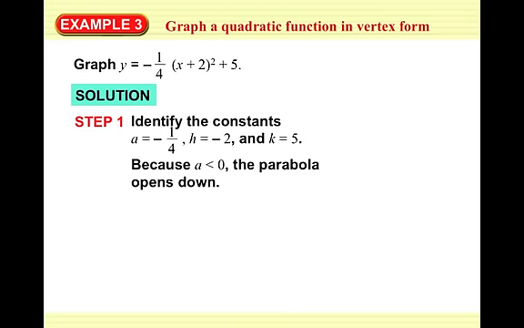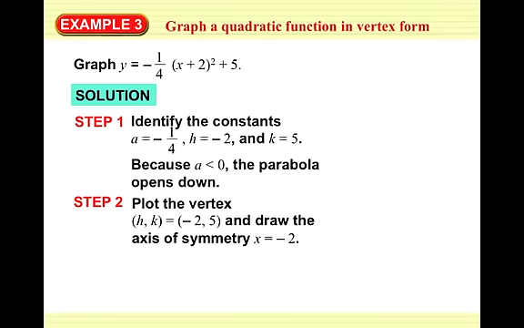All right, so we're going to identify the constants. a is -1/4, h is -2, and k is 5, because we are in vertex form here. We're not in standard form. The x isn't squared just right there. We have the x squared over here. And then k is 5. Because a is less than 0, this parabola opens down.